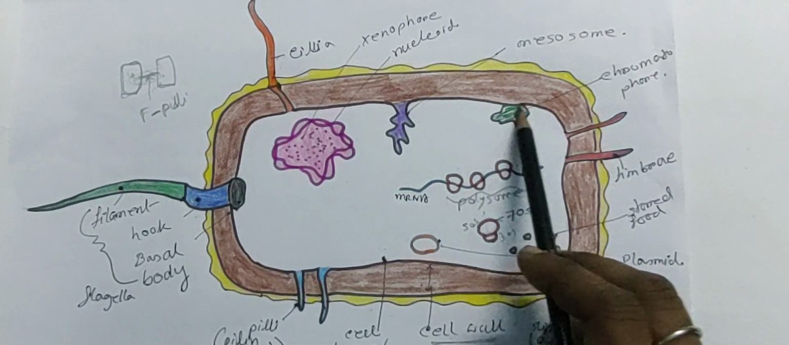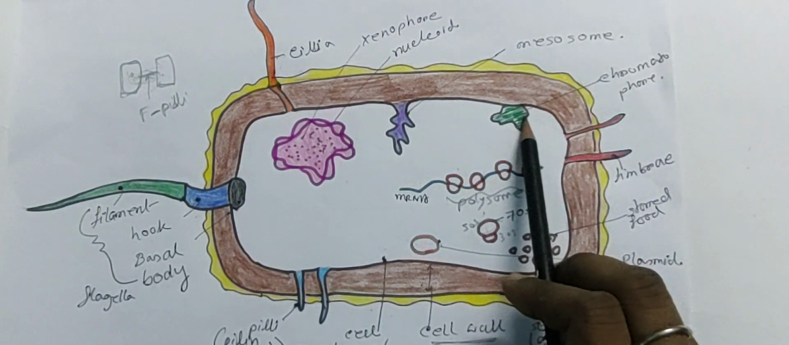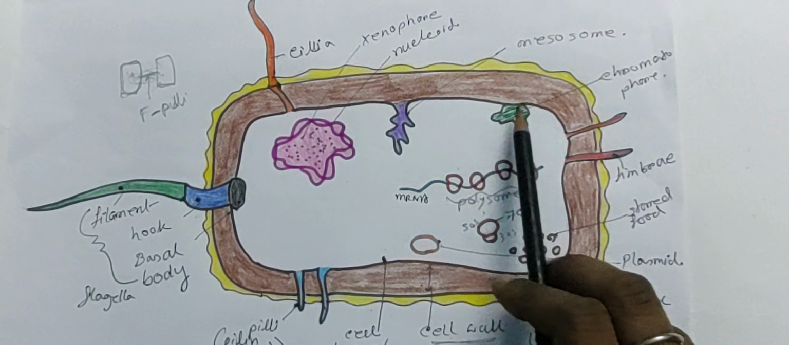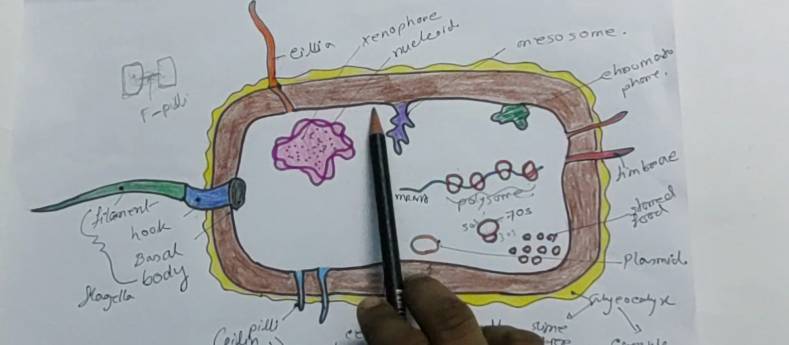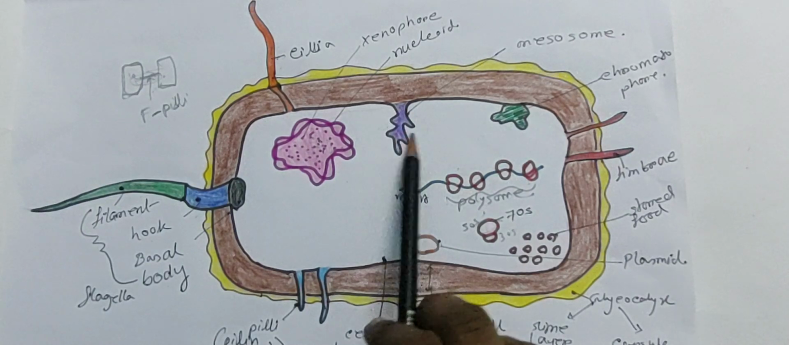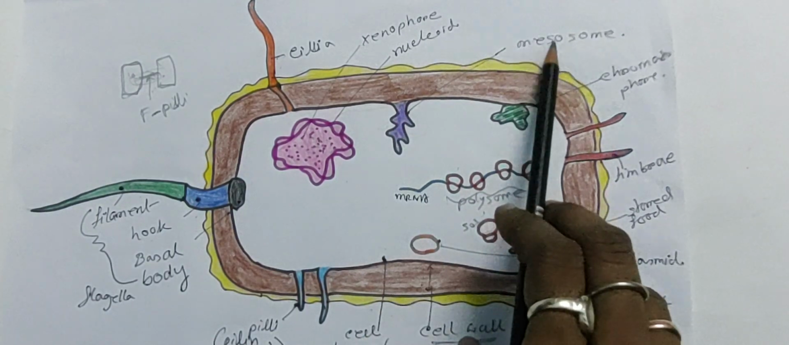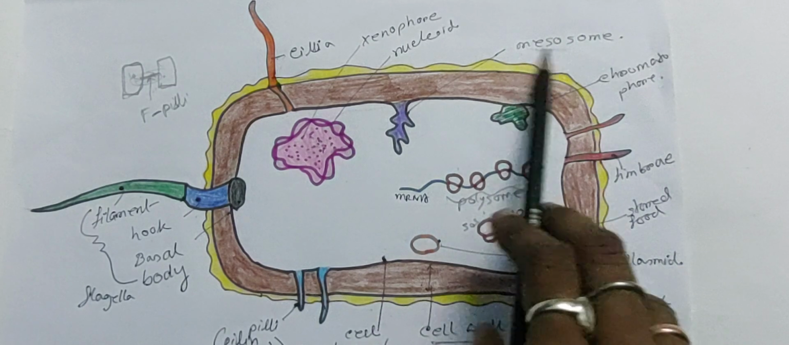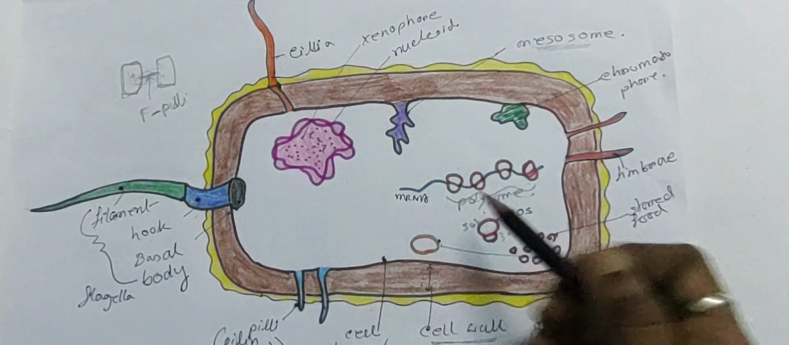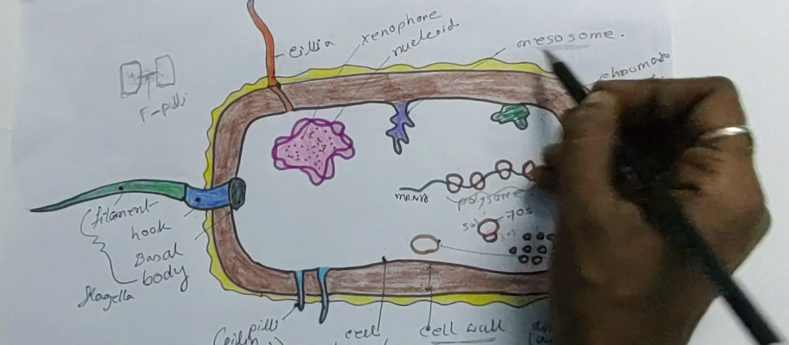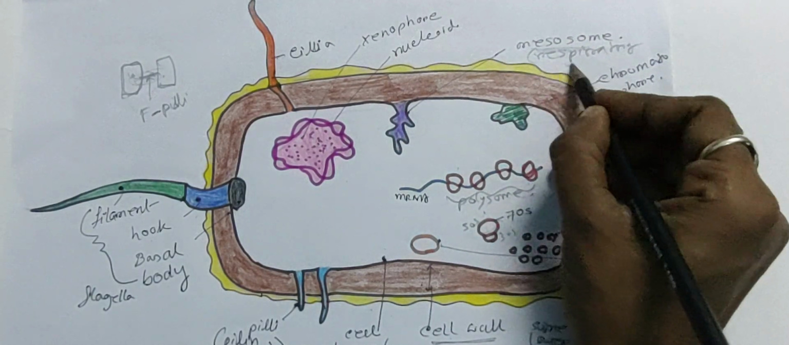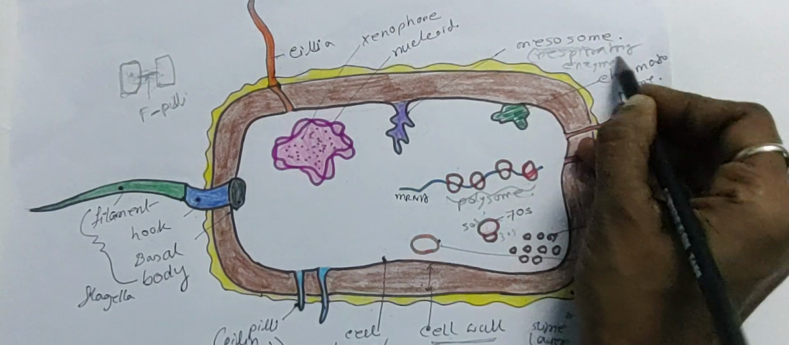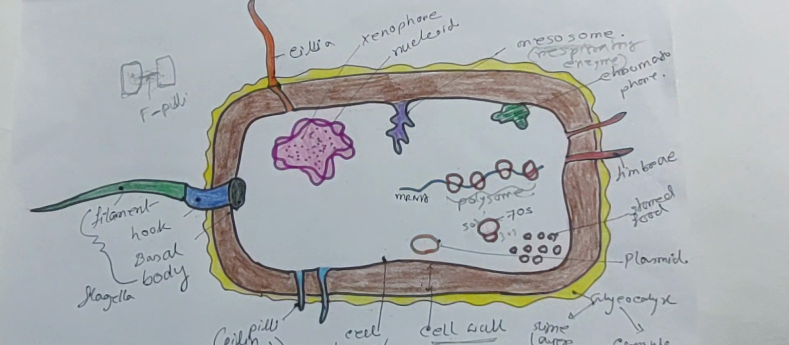And there is a structure that stores chlorophyll for the photosynthetic bacteria. This structure is called the chromatophore. And in some places the inner membrane of the bacteria folds inside, and forms the mesosome, which is responsible for storing some respiratory enzymes. Mesosomes are responsible for storage of respiratory enzymes. So these are all about the bacterial cell.